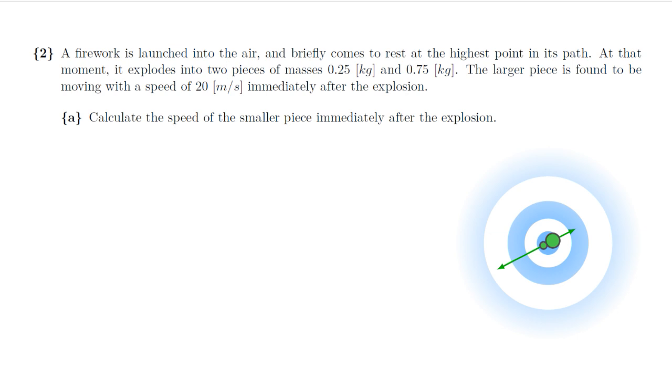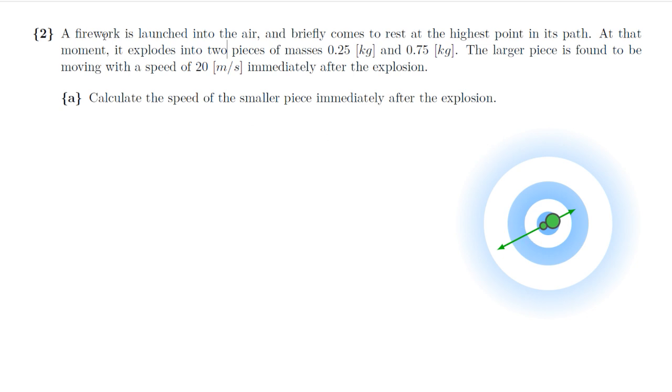Okay, so for number 2, you have a firework which is launched into the air. It briefly comes to rest at its highest point in the path. So I just drew a little tiny picture for that. At that moment, it explodes into two pieces. The masses are given, so a smaller piece and a larger piece.